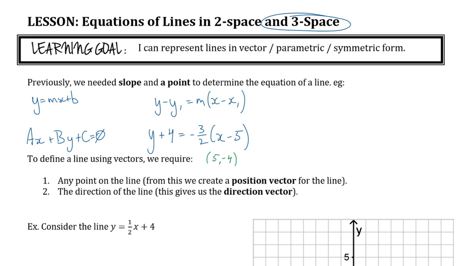For all of those, in order to find that equation and state it, we might have to do a little bit of algebra, like rearranging to put it in the right form, but we always need slope and a point. Then we can determine the equation of a line. I'm not going to go through that process. So for example, I could use these ones, m equals -3/2, and then my point is 5, -4. I can use that as my example.